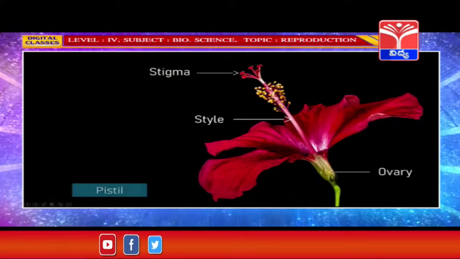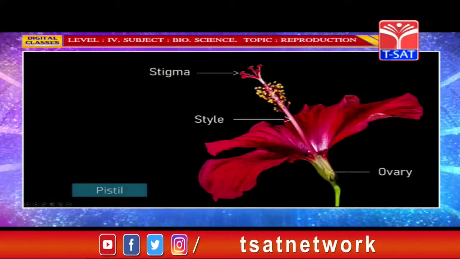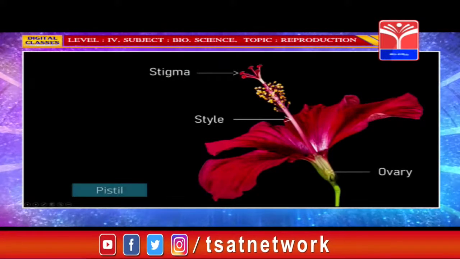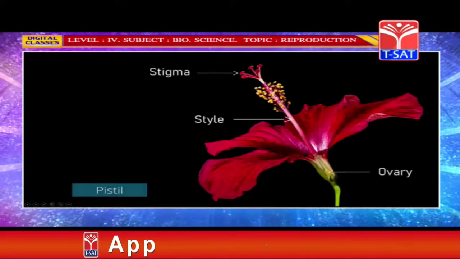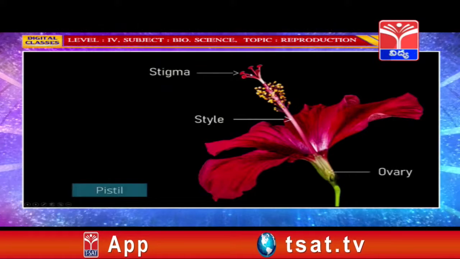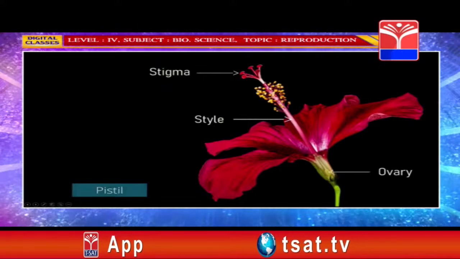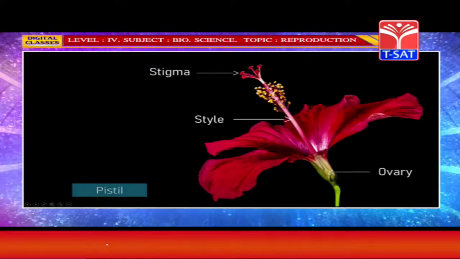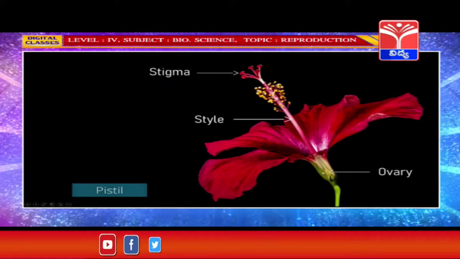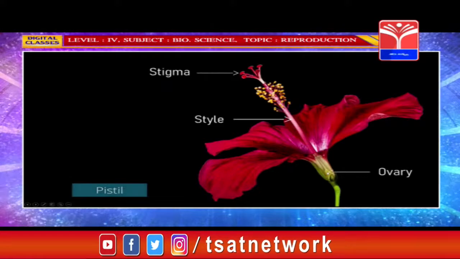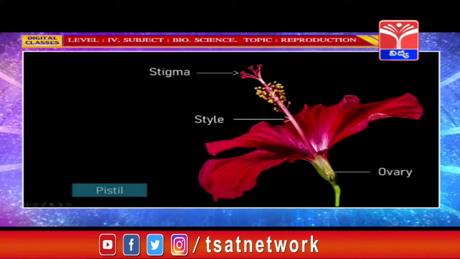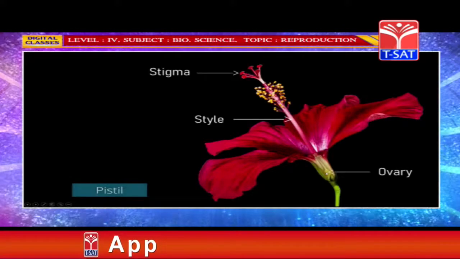Look at this picture carefully. This is the pistil. It has three parts. This is the ovary, this is the style, and this is the stigma of the pistil. The ovary produces ovules. Ovules are the female gametes, and hence it is called gynoecium. So, pistil is also called gynoecium.